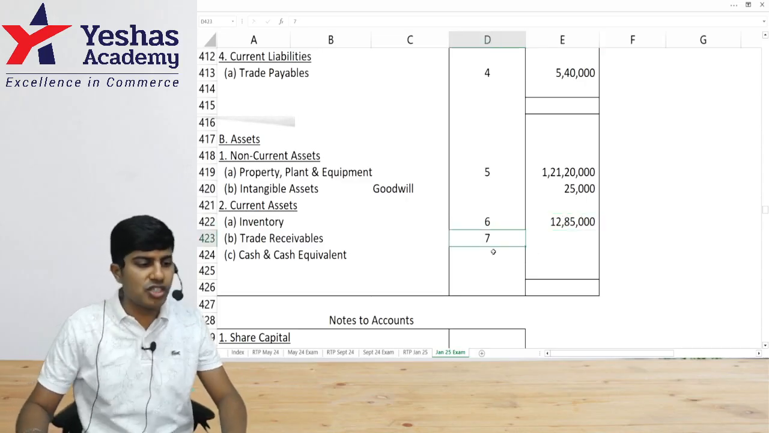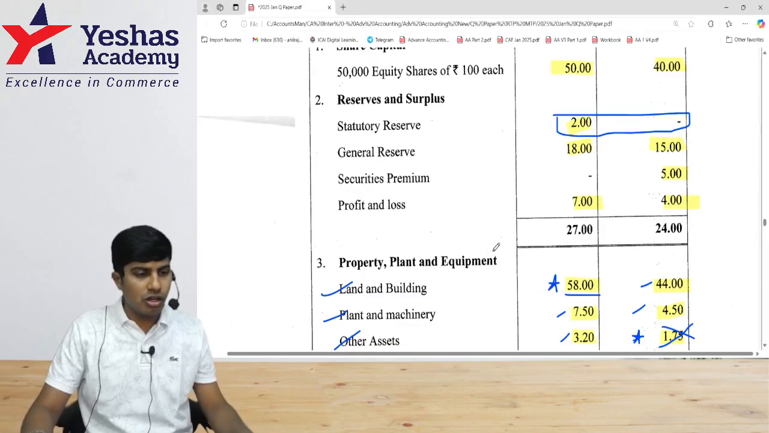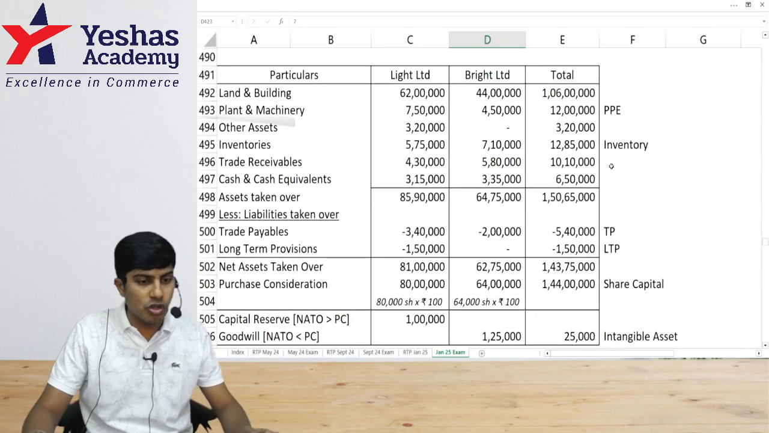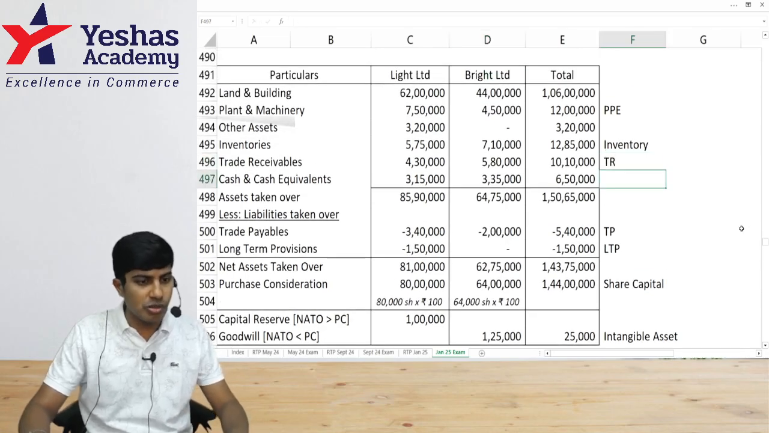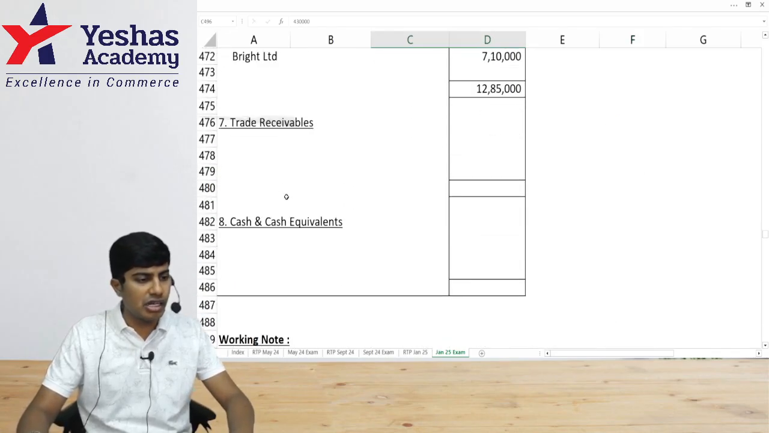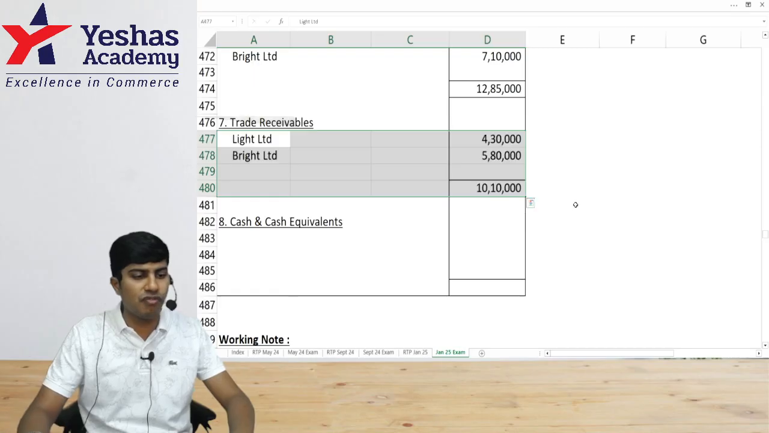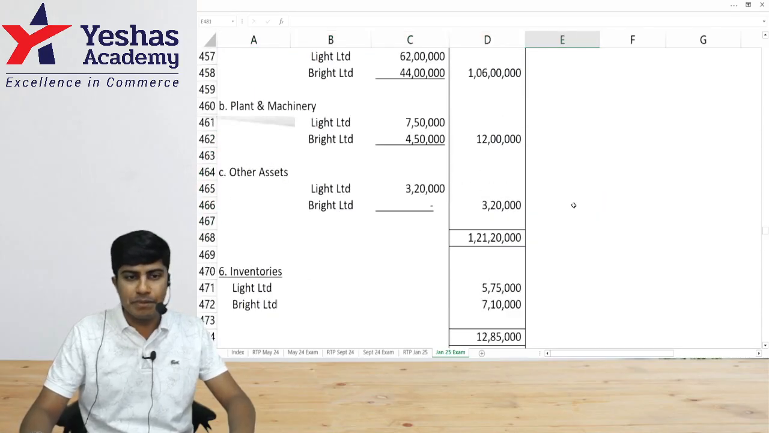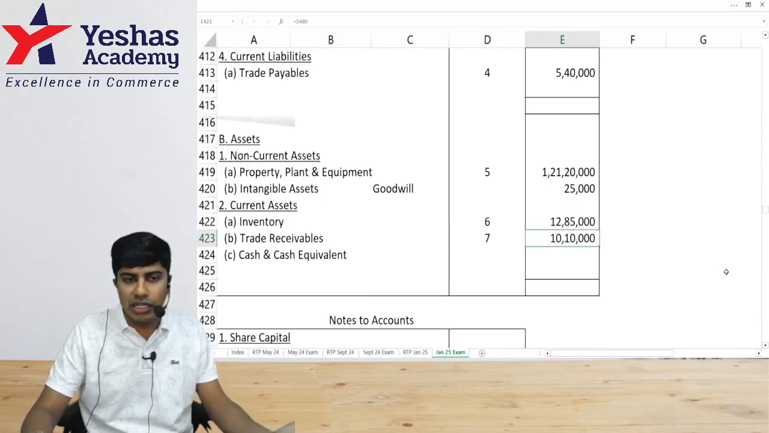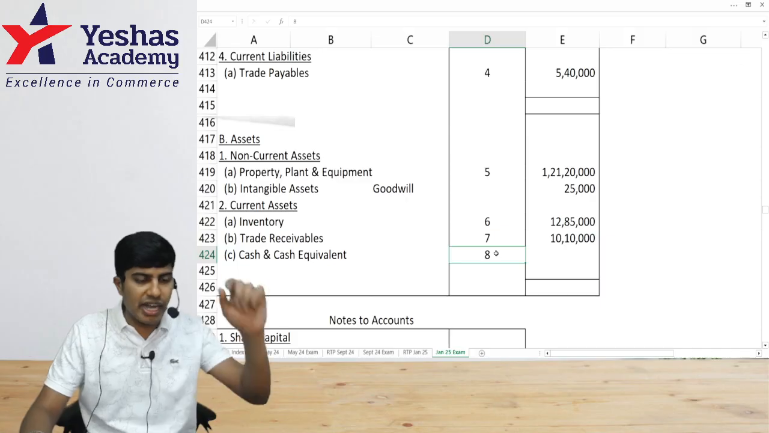Next, trade receivables, note number 7. How much is trade receivables? Come on, have a look here. Trade receivables, there you go. Trade receivables 10 lakh 10, which is 430 and 580. Right here, trade receivables 430, 580, 10 lakh 10. This 10 lakh 10 I would write here. Trade receivables 10 lakh 10. Last item, cash and cash equivalent.